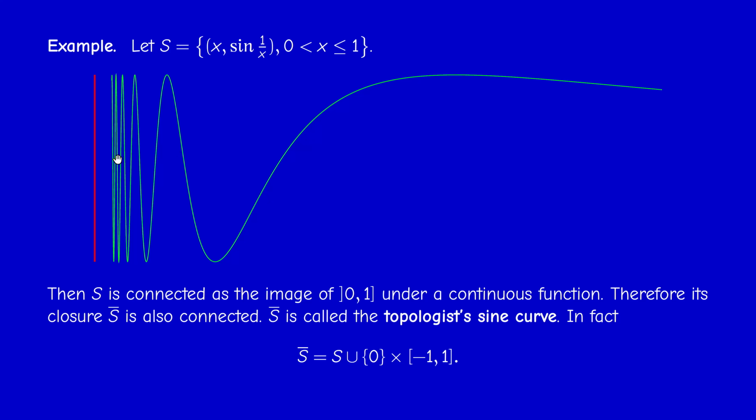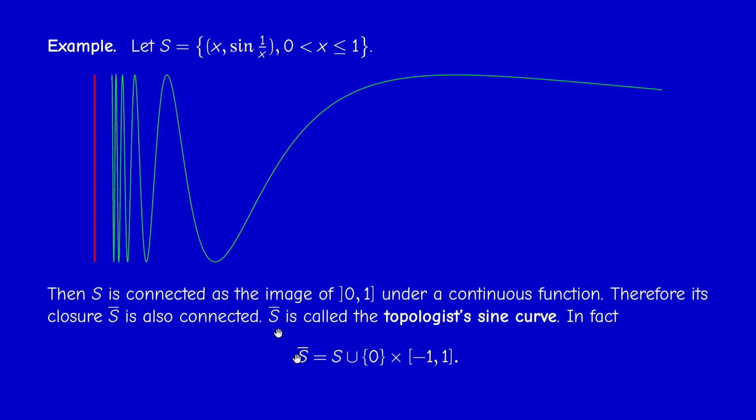It's connected because you cannot actually separate the red line from the green line, because they are as close together as you wish. So it's connected but not path connected, because you cannot go from a green point to a red point. This is the intuitive idea behind it.